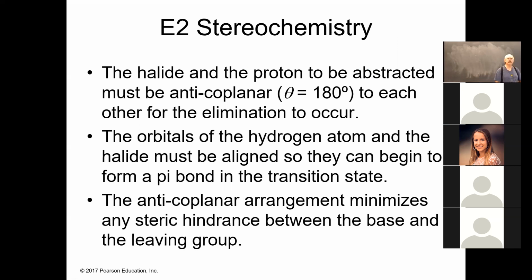I have about 1 minute remaining, so I'll just mention this. We'll pick it up next time. For the E2 reaction, the stereochemistry is very important. The hydrogen and the halogen have to be anti, or 180 degrees, to each other for this to occur. For the E1, it doesn't matter.